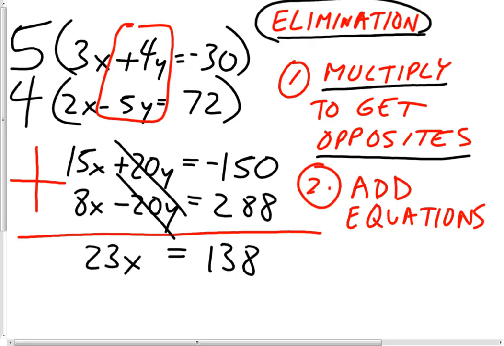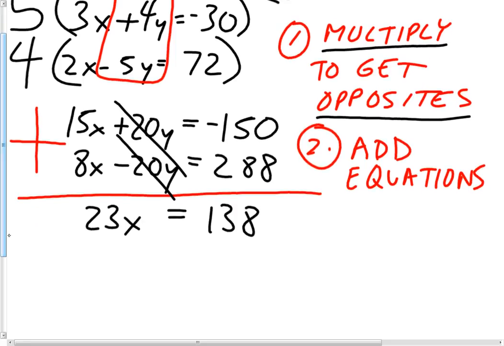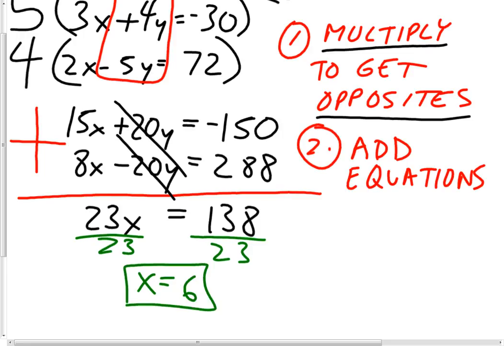How do I get to x? Divide by 23. If you did that, how much credit would you get? Half. Because what's still left? Find the y. We found the x, we didn't find the y yet.